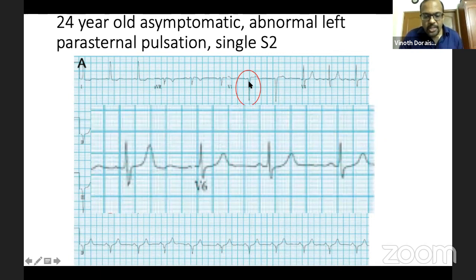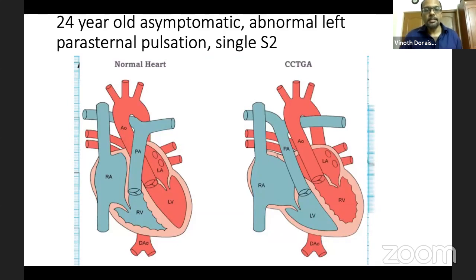If you take the V6 lead, normally you should have a septal Q wave in V6, but this septal Q wave is absent in V6. So why is that? This is a patient who has CCTGA, or congenitally corrected transposition of great arteries.